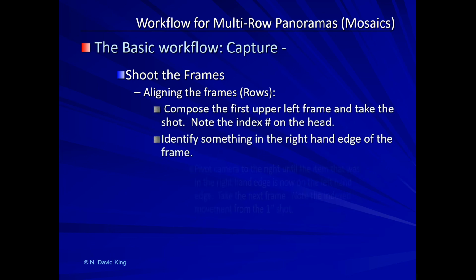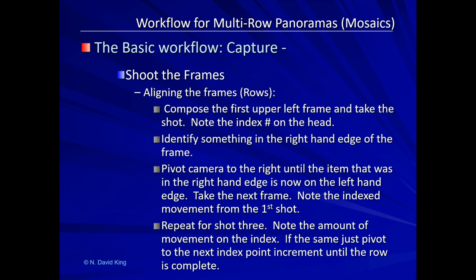So here's how you do it. Compose the first upper left frame, take the shot, notice the index number on the head. Identify something in the right hand edge of the frame, pivot the camera to the right until the item that was in the right hand edge is now on the left hand edge. Take the next frame. Note the indexed movement from the first shot.